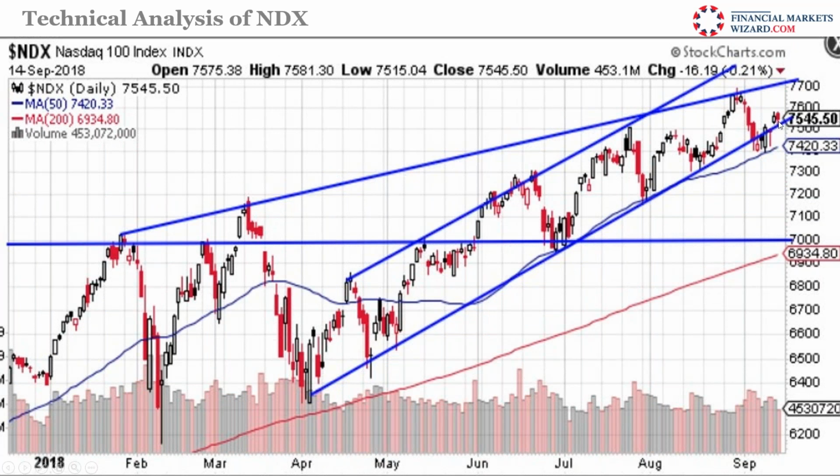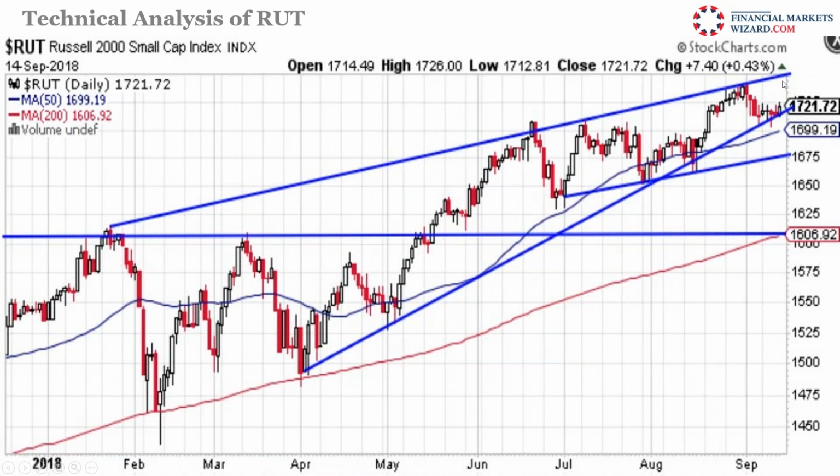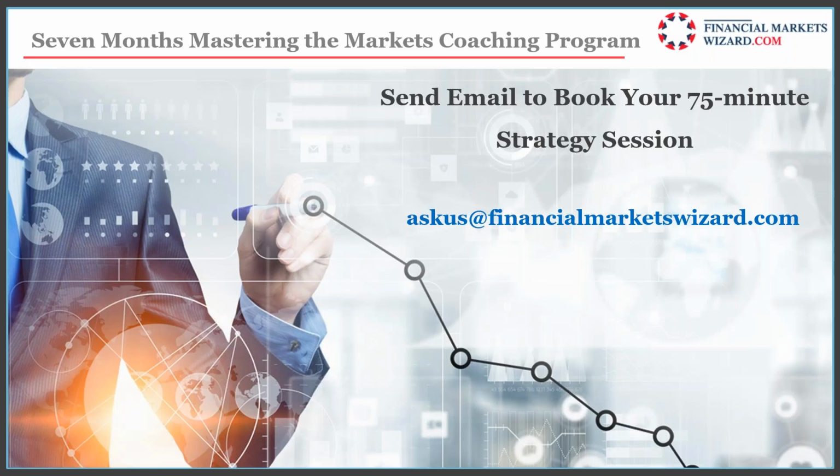Nasdaq is sitting at the support. So Nasdaq is sitting at support. This is the resistance level here. Russell is also sitting at support. It's bumping its head here and it's at support. So I know based on drawing this line that it has a resistance at some level here.